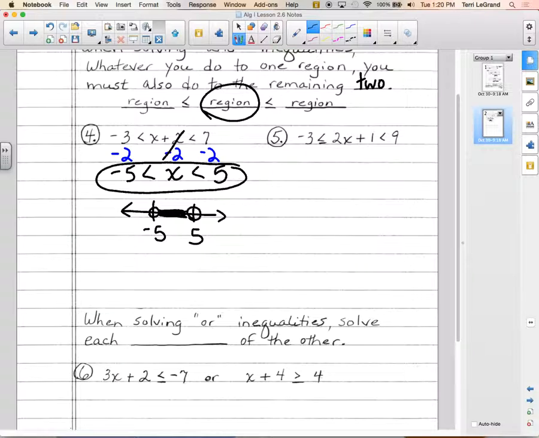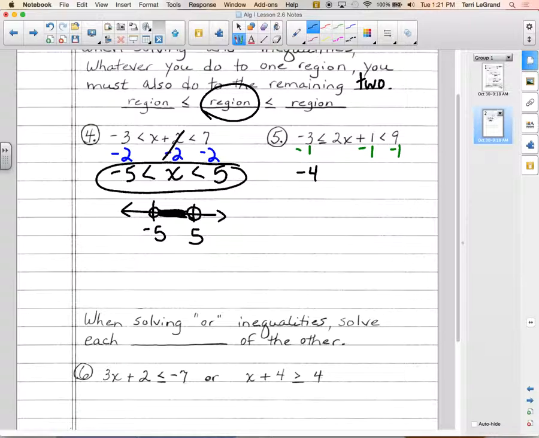What would we do first in that one, Riley? Cole? Subtract 1, because we've got to get the 2x alone. We're not going to worry about the fact that it's a 2x right now. We're going to get rid of that +1. So if we subtract 1 there, we have to subtract 1 in the other 2 regions also. -3 take away 1.